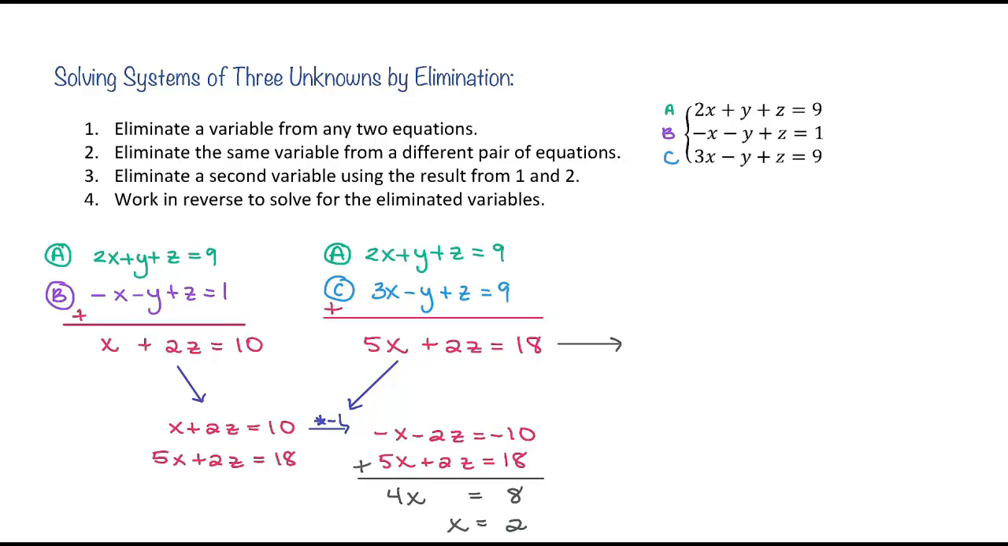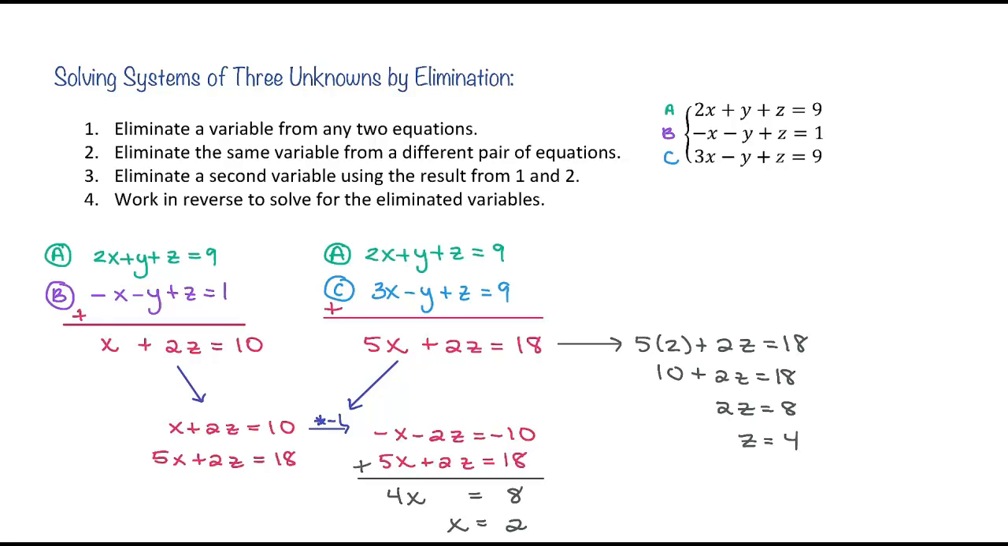I'll take this one here, 5x plus 2z equals 18. Substituting 2 for x, we have 5 times 2 plus 2 times z equals 18. Multiplying, we have 10 plus 2z equals 18. And subtracting 10 from both sides, we have that 2z is equal to 8. Dividing both sides by 2, we have z is equal to 4.